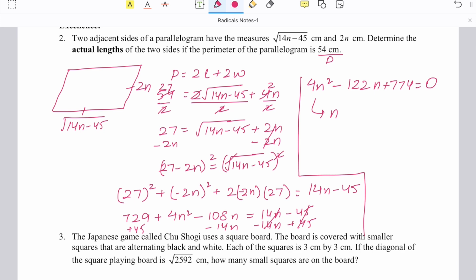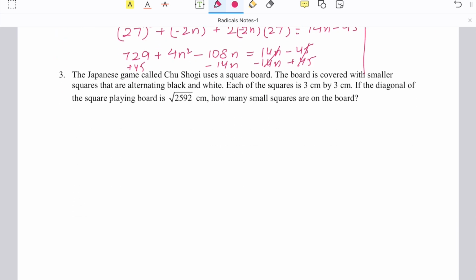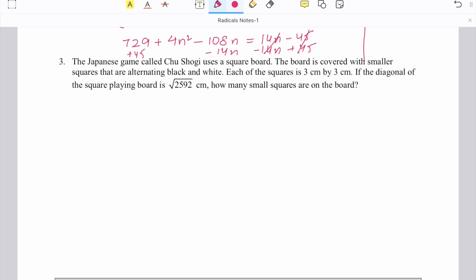Okay. This one is a little tricky. A Japanese game called shogi uses a square board. The board is covered with smaller squares that are alternating black and white. Each of the squares is 3 centimeters by 3 centimeters. If the diagonal of the square playing board is √2592 centimeters, how many small squares are on the board?